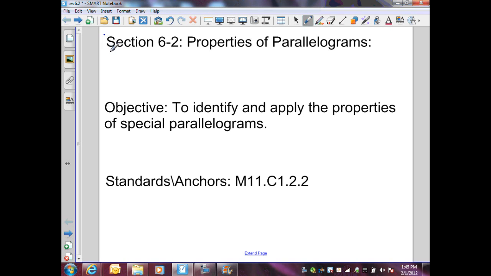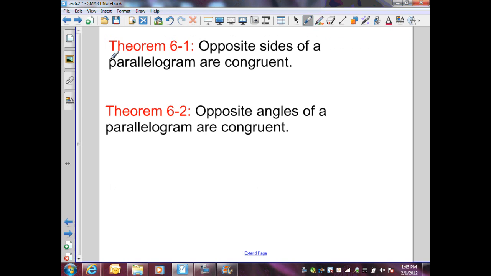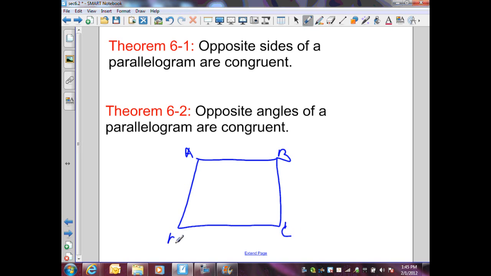In section 6.2, we're going to learn additional properties of parallelograms. Theorem 6.1 states opposite sides of a parallelogram are congruent. For example, if we have parallelogram A, B, C, D, we know from the previous section, by definition, that opposite sides are parallel. This adds more information to the definition of a parallelogram, this being that opposite sides are congruent.